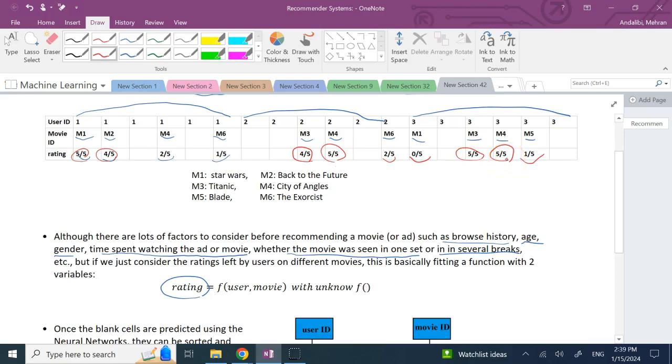But to do this better, they need to fit a function to the ratings based on the ID of the user who is doing it, and based on what kind of movie they are seeing.